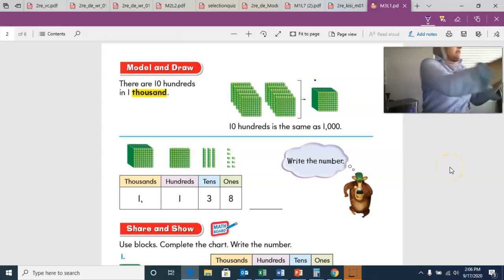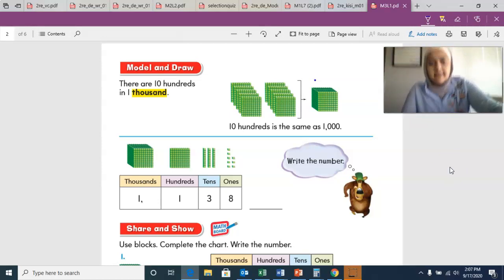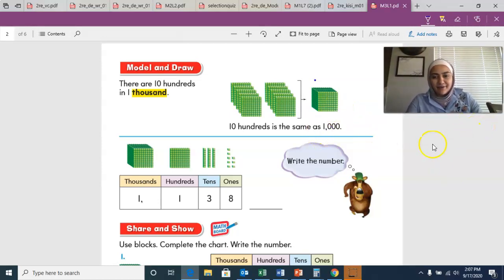All right. So it's important to understand that 10 hundreds is the same as 1,000. Okay. And the reason for that is because if we count by 100, 10 times, then we get to 1,000. Let's do that. So we're going to count by 100 10 times. Okay. So 100, 200, 300, 400, 500, 600, 700, 800, 900, 1,000. Do you see why 10 hundreds is the same as 1,000?